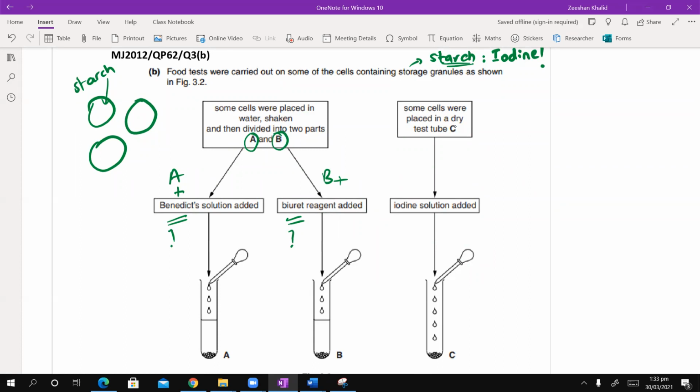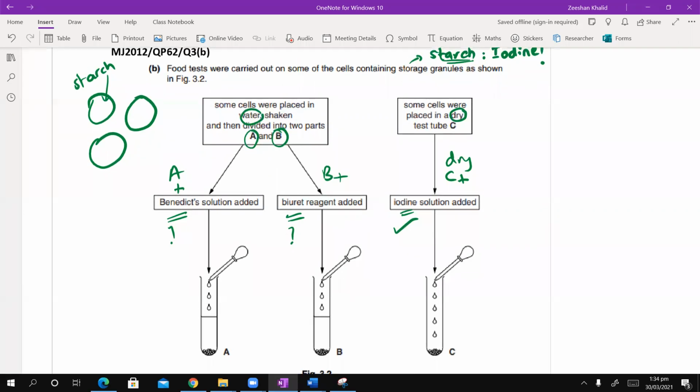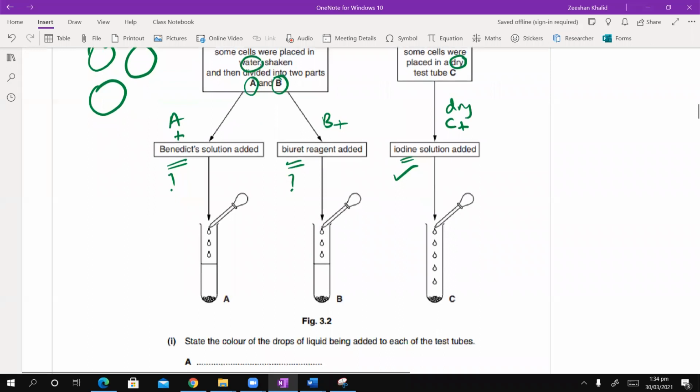Here he says some cells were placed in a dry test tube. Now, this is dry, this was water, and here in C what are we adding? This is dry, C plus iodine solution. Now, that looks good, because starch is supposed to change the color of iodine, sorry, iodine is supposed to change the color of the starch. Let's see ahead what he has said.